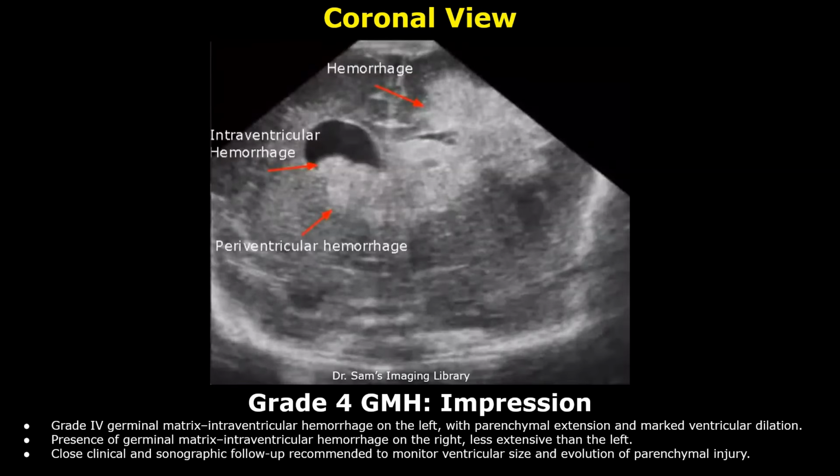This is the impression. Grade 4 germinal matrix intraventricular hemorrhage on the left with parenchymal extension and marked ventricular dilation. Presence of germinal matrix intraventricular hemorrhage on the right, less extensive than the left. Close clinical and sonographic follow-up recommended to monitor ventricular size and evolution of parenchymal injury.